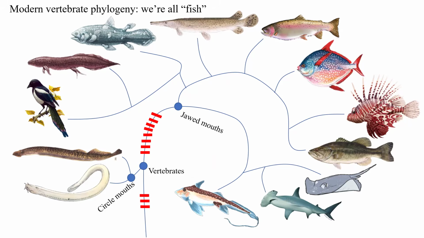Vertebrates instead of vertebrata, circle mouths or jawed mouths. Jawed mouths are either bony fish or cartilaginous fish. Bony fish are either ray fins or lobe fins. And so a lobe-finned fish is a bony fish, is a gnathostome, is a vertebrate. But these things help us break it all up.